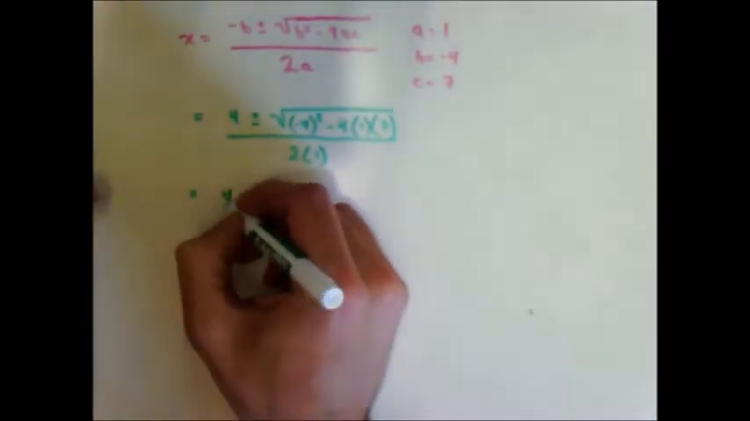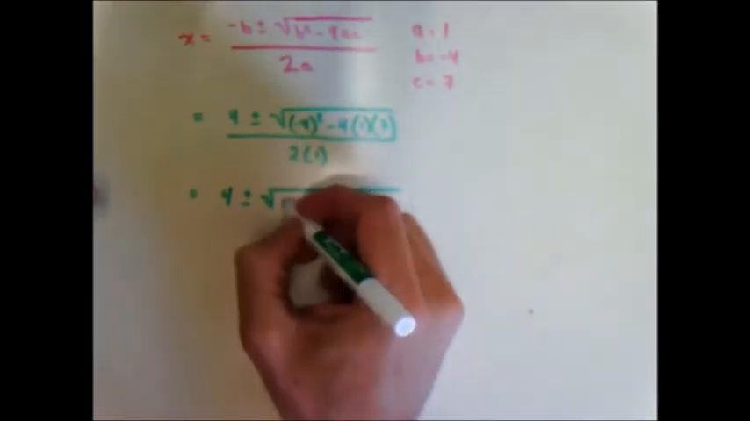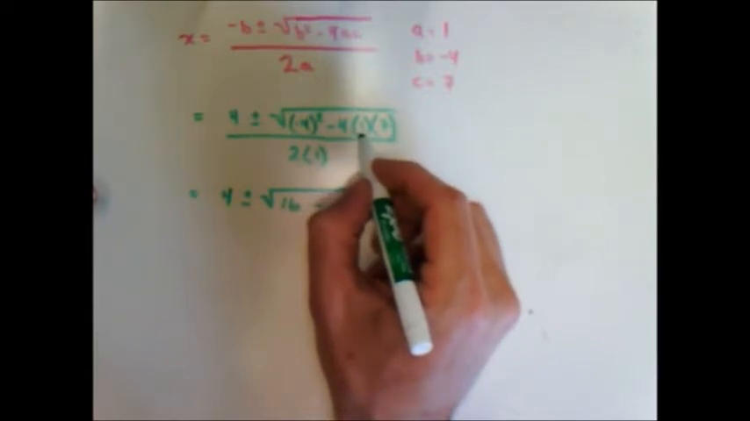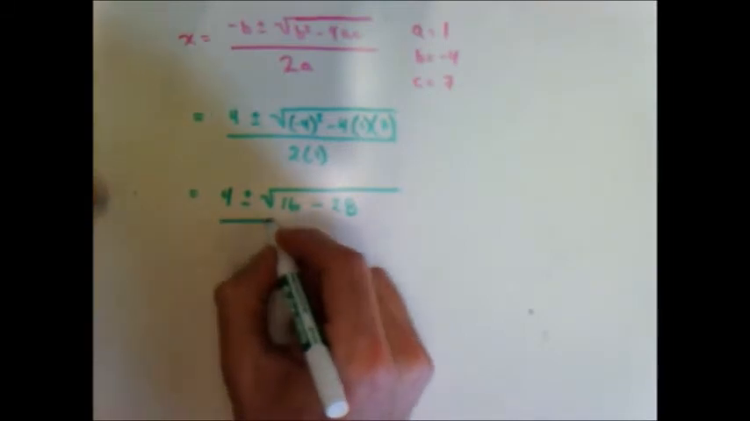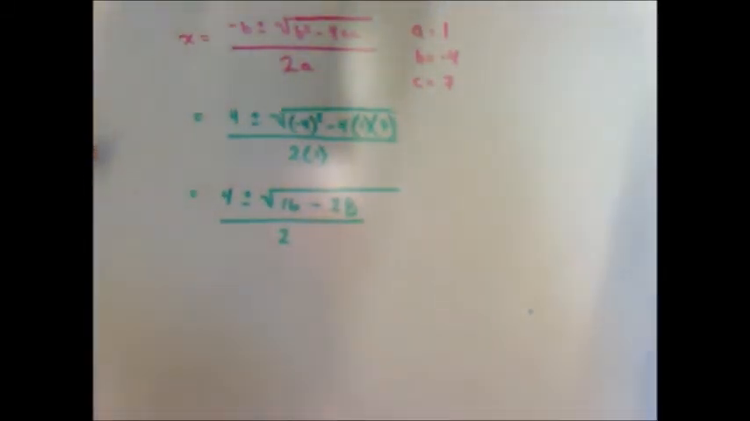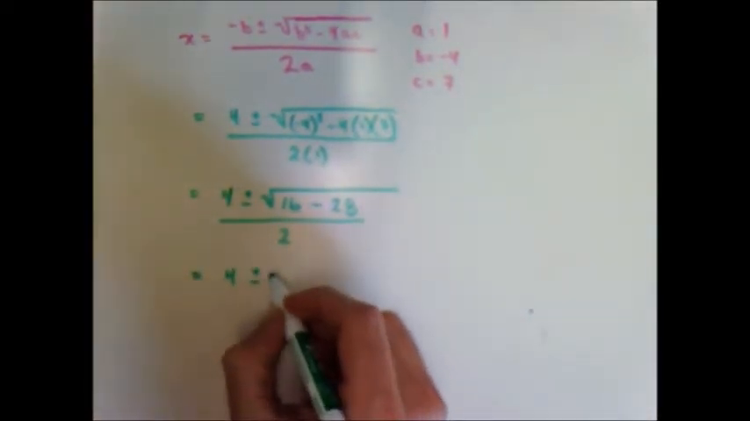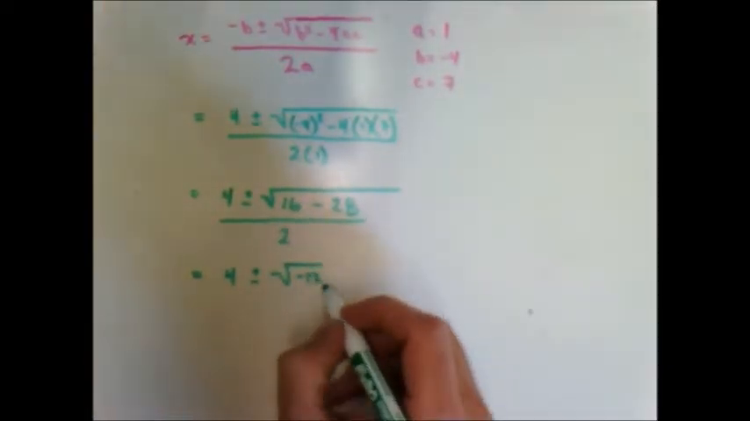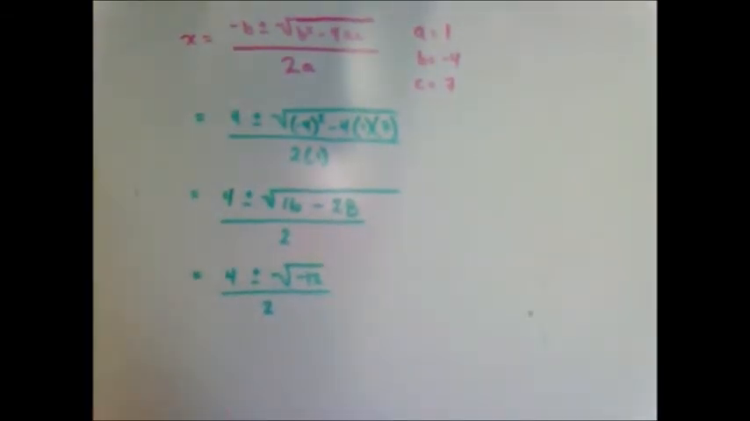Let's quickly simplify the easy stuff in this bracket. Negative 4 times negative 4 is positive 16. Then minus 4 times 1 is 4, and 4 times 7 is 28, all over 2. Let's reduce what's under the square root symbol: 16 take away 28 is negative 12, over 2. Now, I've run into a problem.